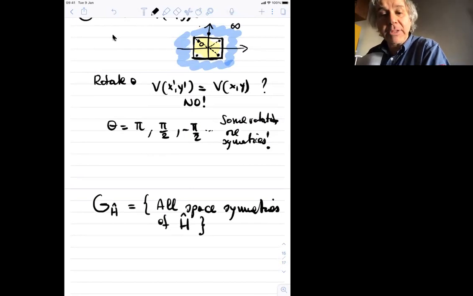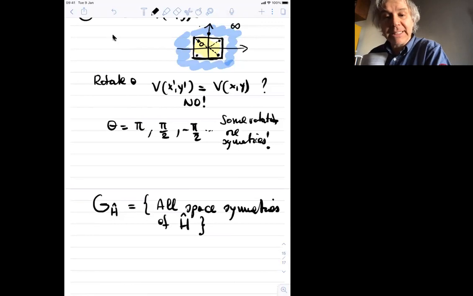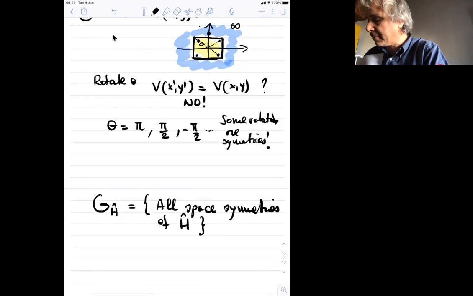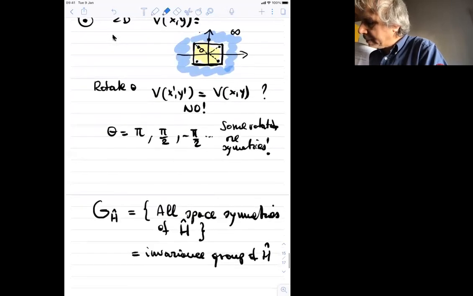How big this group is depends on the Hamiltonian. The Hamiltonian could be invariant under all rotations, under some rotations only, under all translations, under some translations only, like in a lattice Hamiltonian. Remember, crystals do not admit all translations, but only some discrete translations, okay? So how big this group of transformations that leave the Hamiltonian invariant is depends on H, okay? So this is called the invariance group of H.